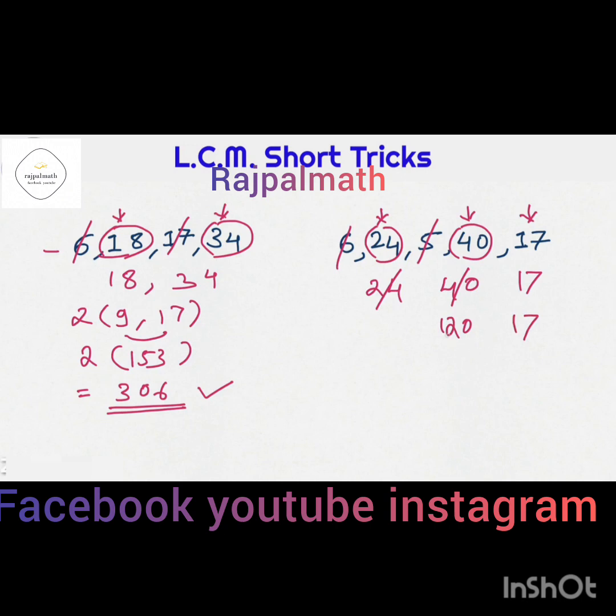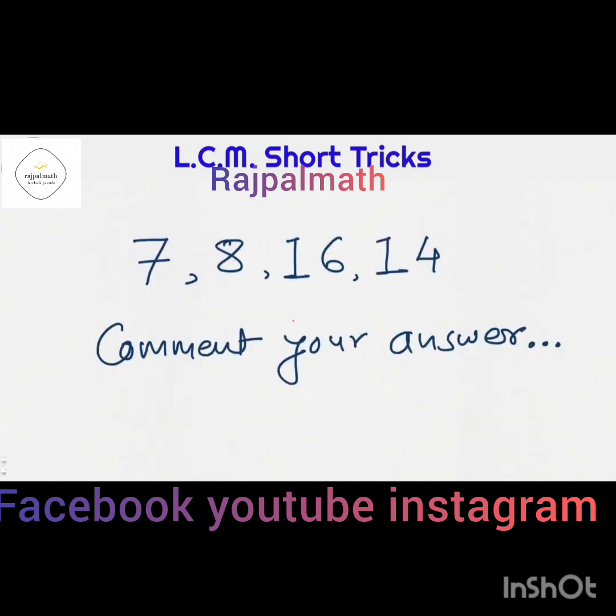So let's find out the LCM of 120 and 17. That is going to be our answer. Since 17 is a prime number, there is no need to think. Simply multiply these two numbers to get the answer. So 120 into 17 is 2040, which is our answer.